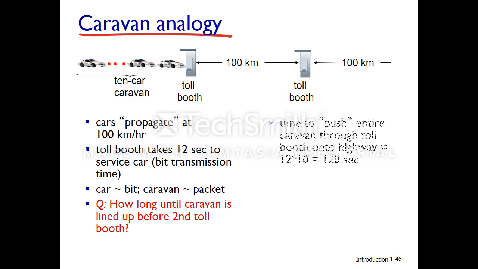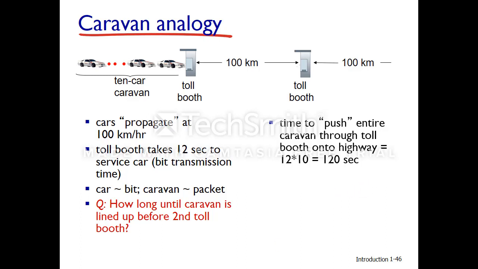Now, the time it takes to push the entire caravan through the toll booth onto the highway is going to be 12 times 10, because the toll booth takes 12 seconds to service each car. That's basically the bit transmission time. So the packet transmission delay, for the 10 bits in the packet, is going to be 10 times 12. That gives you 120 seconds.